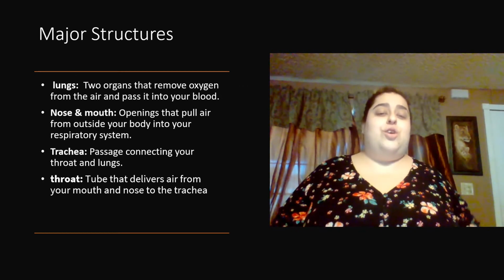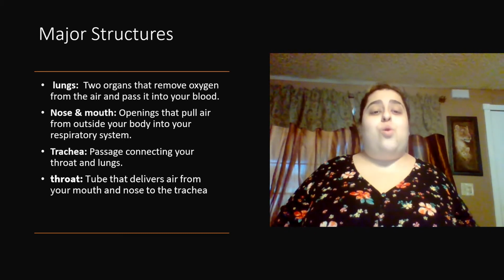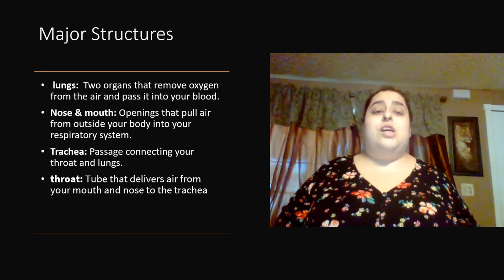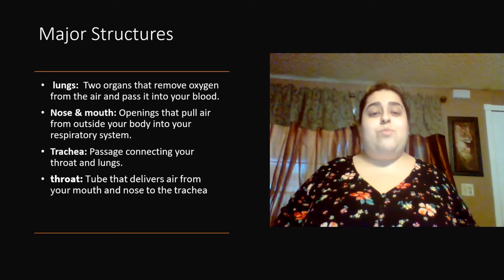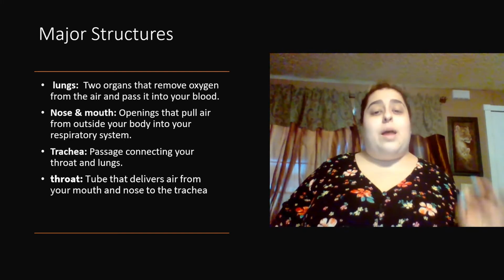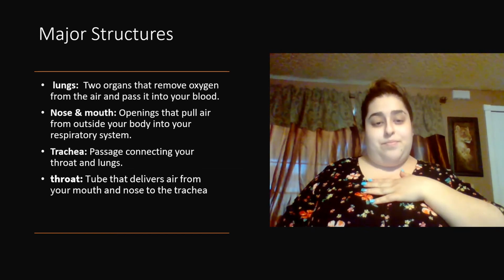Major structures. So we do have the lungs. The lungs are two organs that remove oxygen from the air and pass it into the blood. Then we have our nose and our mouth. Those are the openings that pull air from the outside into our body.